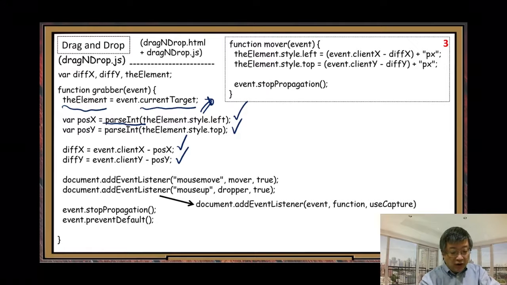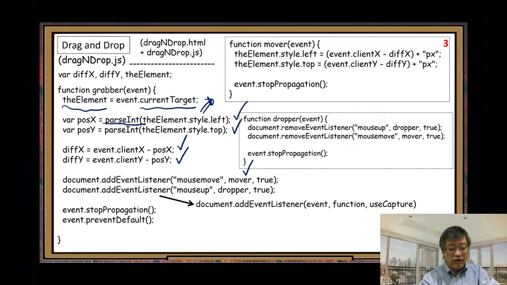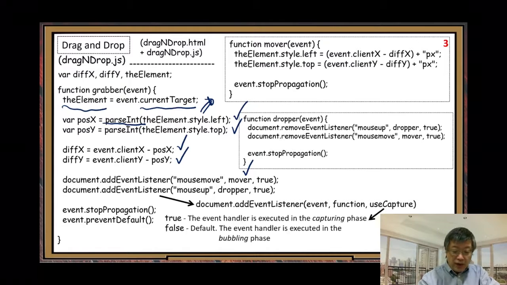So that's the mover event, it will be called. So you associate when mouse move event happens, mover function is called. All right. Mouse up event happens, dropper function is called. So we can understand. And here, use capture Boolean value true, event handler is executed in the capturing phase.